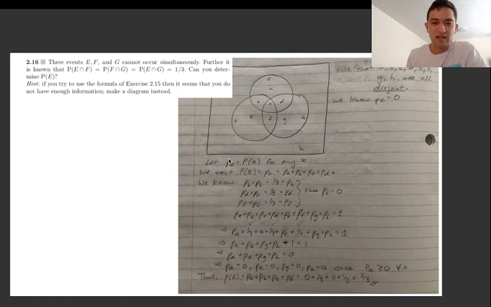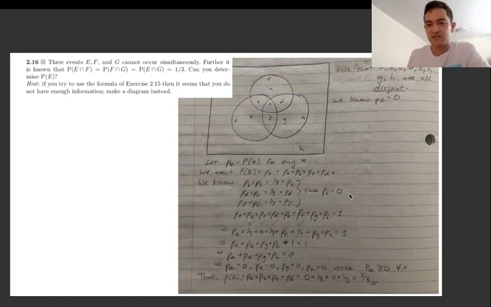But anyway, let's start with the let statement, which is just going to simplify our notation. Let P of x equal the probability of x for any x. We want to know P of E, which is equal to the probability of A plus the probability of B plus the probability of C plus the probability of D, which are these four regions right here. We know from the question that the probability of B plus probability of C is 1/3, probability of D plus probability of C is 1/3, probability of F plus probability of C is 1/3. That's the union between F and G, which is C and F, E and F, which is B and C, and E and G, which is C and D. So we'll go through all these equations right here.